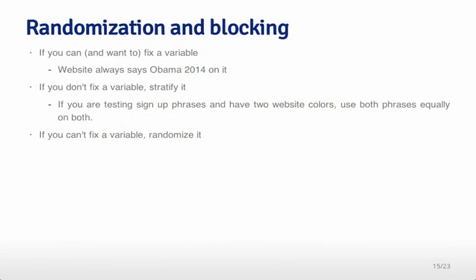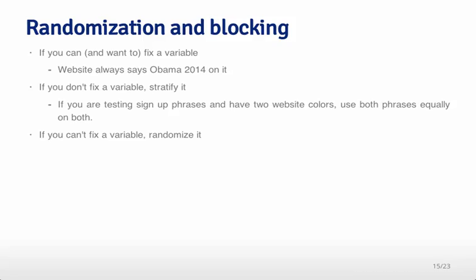One way is you can fix a bunch of variables. For example, in the case where you're considering websites for Obama 2012, you can fix Obama 2012 on all the websites. There should be a 2 there. And then that variable doesn't change no matter what the text is that you're showing people. So you fix that variable, and it can't be a confounder.